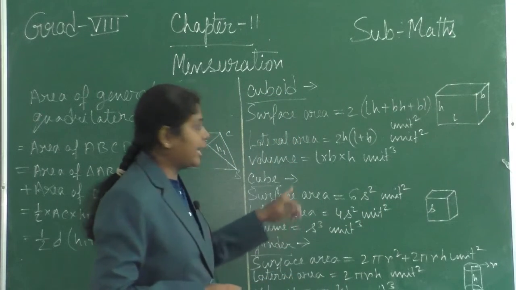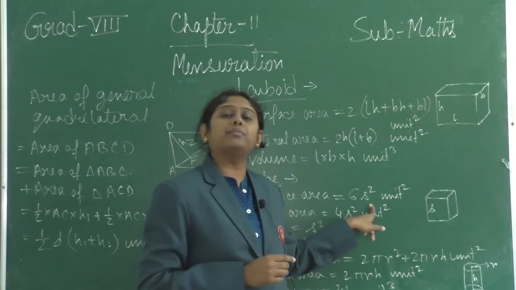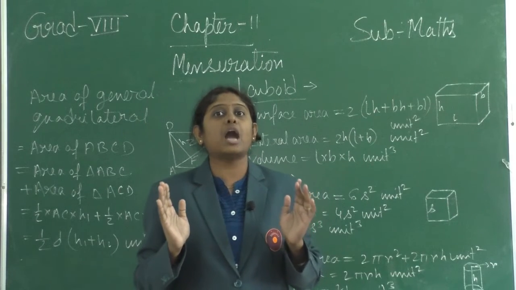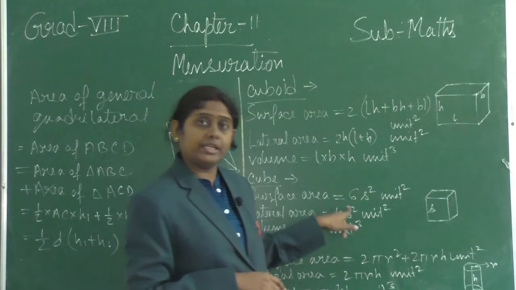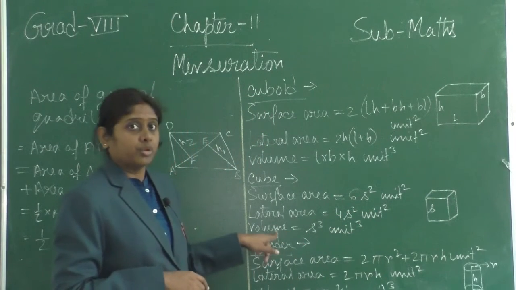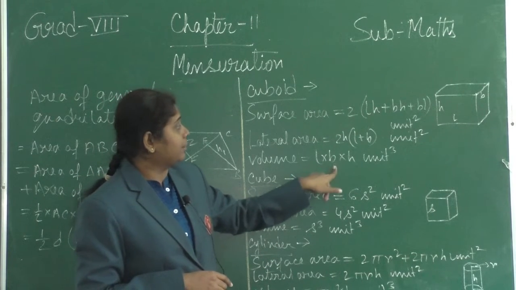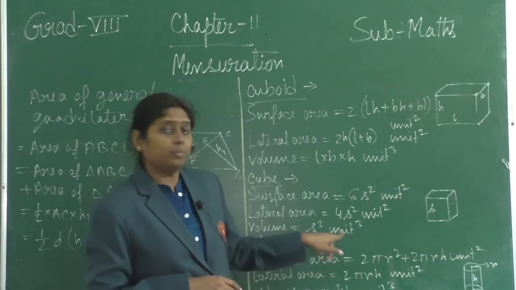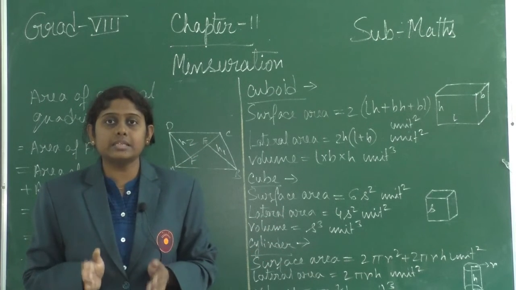Come to the lateral area for cube, as we know from this surface area we have to remove the top and bottom surfaces. So, remaining surfaces are 4. That means the lateral area is equal to 4 into A square unit square. Next, volume. Volume means if we replace the L, B, H by A, then it gives you A cube unit cube. Next is our cylinder.